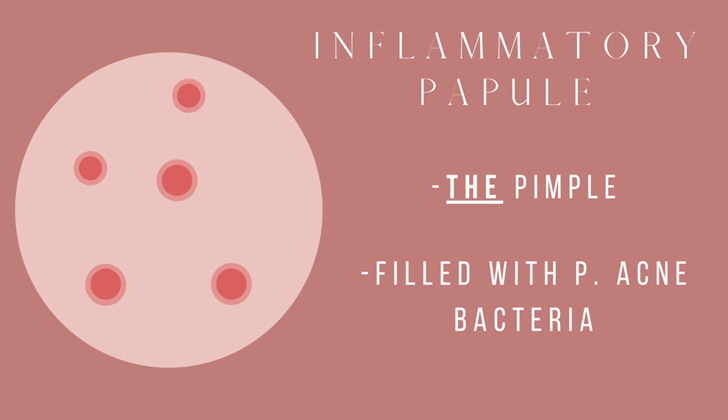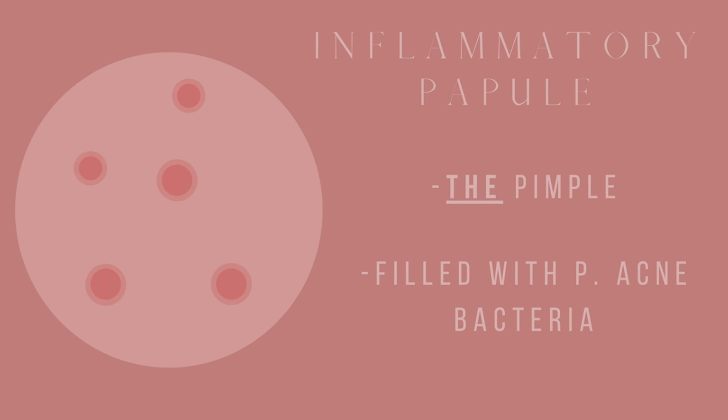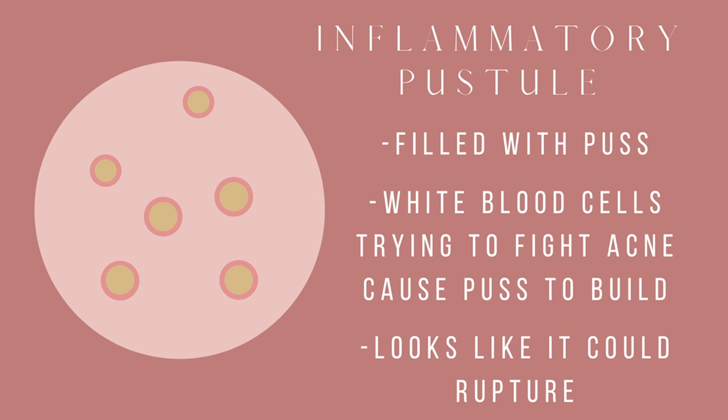So then there's the inflammatory papule, and that is the pimple. That's what we call pimples, the inflammatory papule. Then there is the inflammatory pustule, and that is kind of in the name, pus. It's filled with pus. What's happening is the white blood cells are trying to fight off the acne, and it's causing the pus to build. And then that's when it looks like it could rupture.